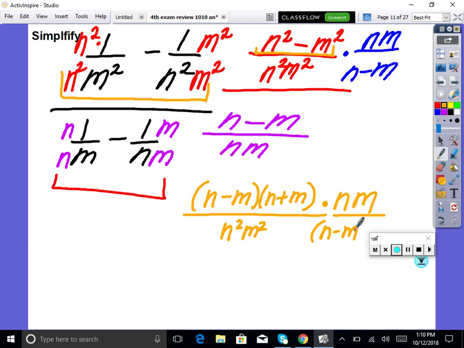So now we're multiplying straight across, so we can just extend our line, and we can divide across. These are multiplication signs because we multiply straight across, so we can divide across multiplication signs. n divides out with n squared, m divides out with m squared, being m and m on the bottom, and then these divide out. So my final answer would be n plus m over nm.